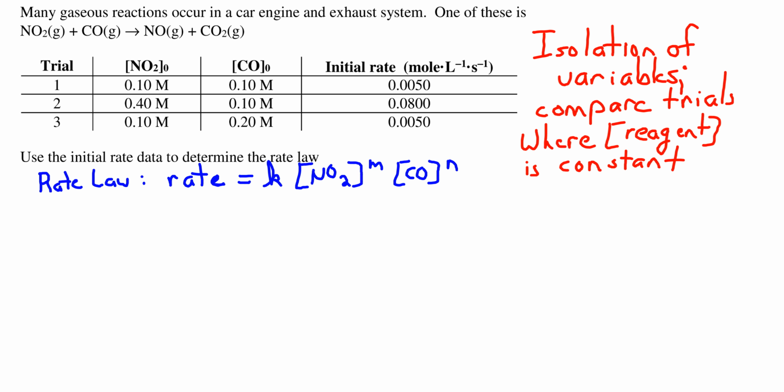All right, so let's look at trials 1 and 2 because we see that the concentration of CO is held constant in those trials, and we varied the concentration of NO2. And when we look at this, we see that when we increase the concentration of NO2 by a factor of 4, the reaction rate goes up by a factor of 16. This indicates that the reaction is second order with respect to NO2.